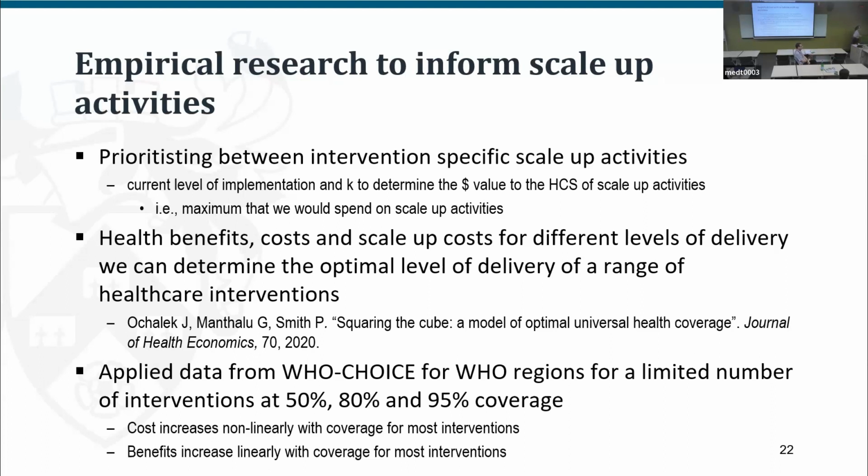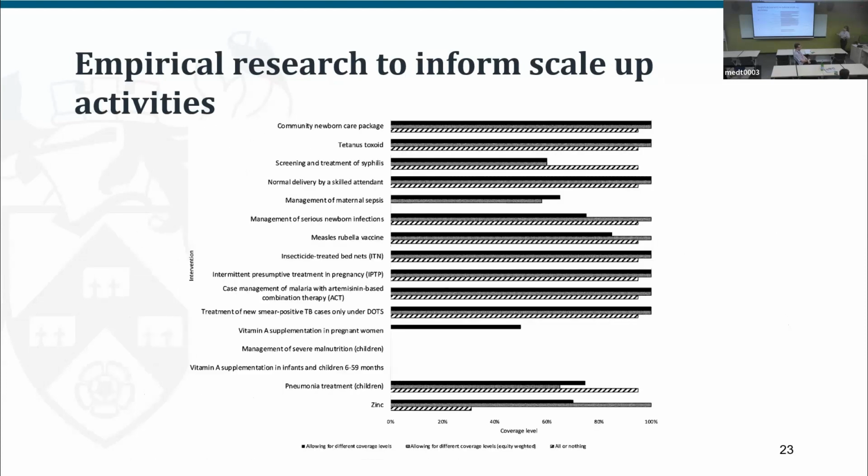And so from that data, we could see that cost increased non-linearly with coverage for most interventions, and the benefits increased linearly with coverage for most interventions. So we looked at, I think it was 16 interventions for the Africa E region. And in order to be able to look at a wider range of potential coverage levels, we interpolated so that we had coverage at 0%, 50%, 55, 60, et cetera, all the way up to 100%. And then these are the results from that.